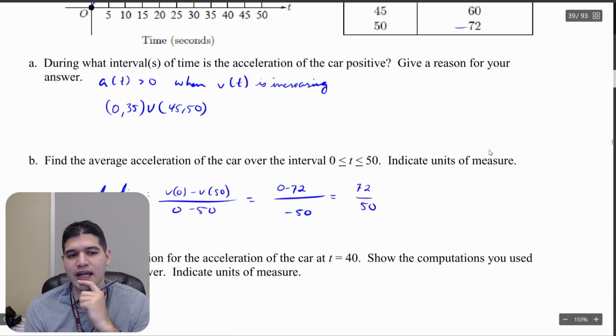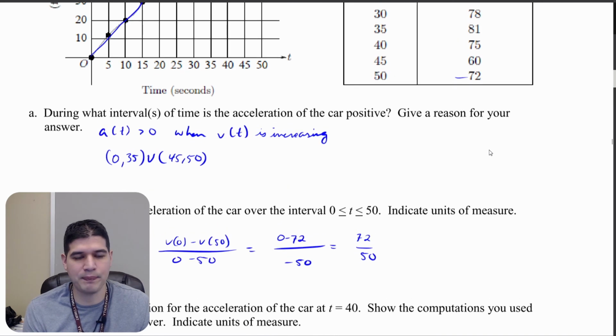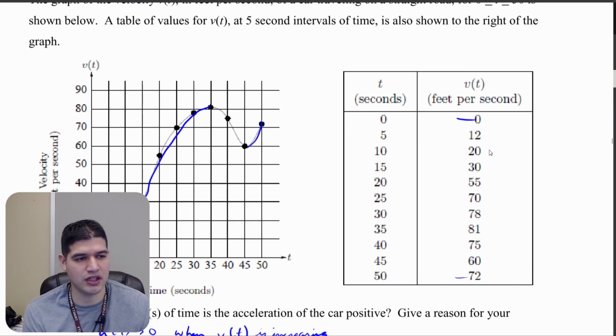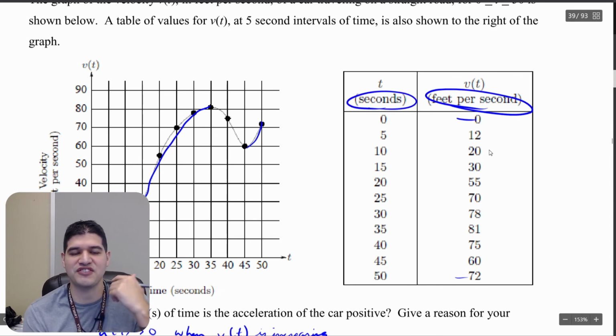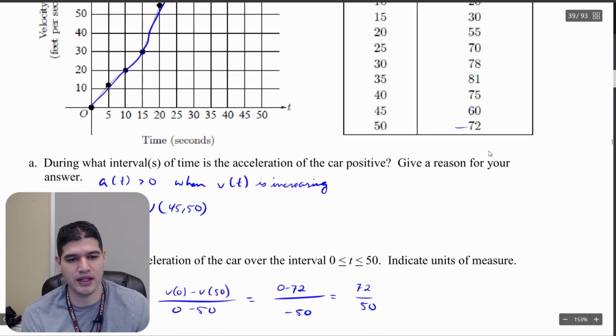But we do want to indicate units of measure. So let's look above and see what our units of measure are in. In my numerator, I have feet per second, and in my denominator, I have seconds. So that's feet per second squared. That's going to be my units here. So feet per second squared. And then that's it. We're good to go.